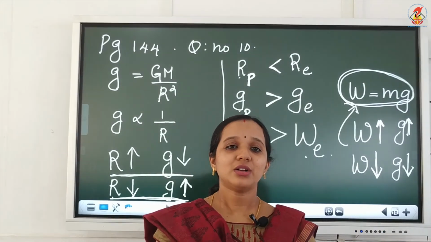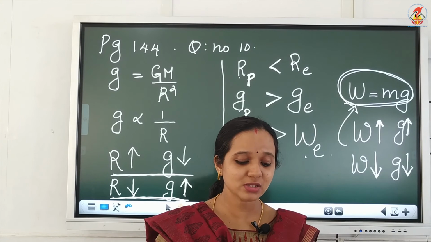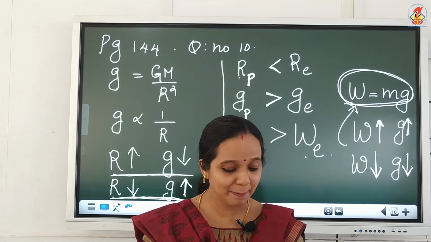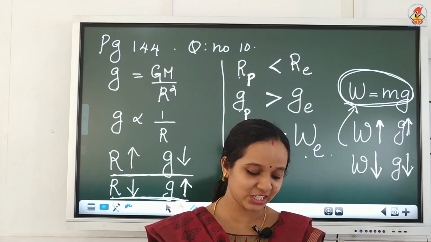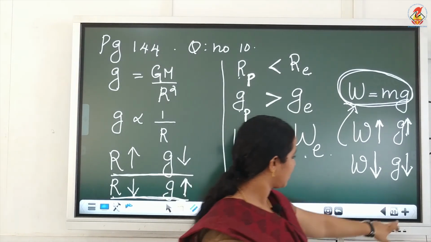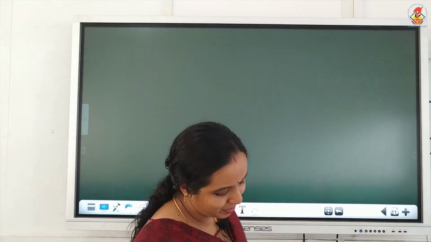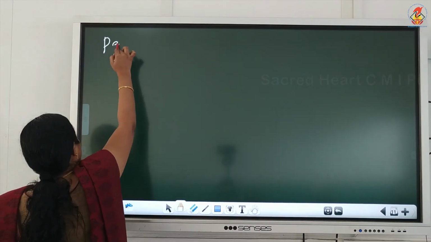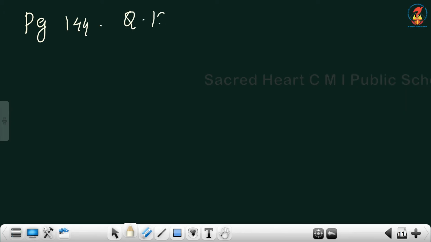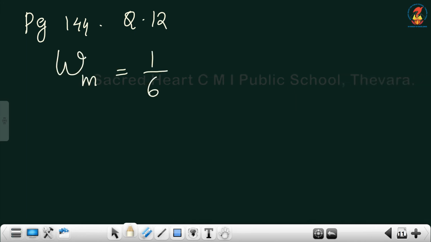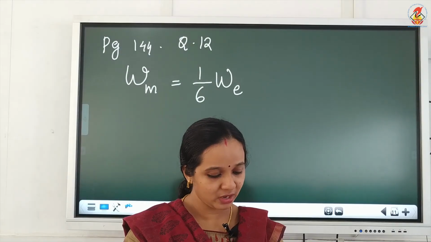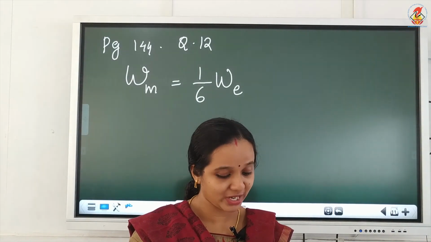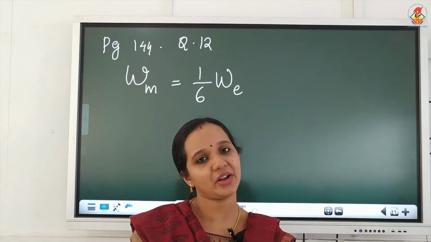Question number 12 of page number 144. The gravitational force on the surface of the moon is only 1/6 as strong as the gravitational force on earth. So, the gravitational force or weight on the moon is 1/6 times the weight of the object on earth. What is the weight in Newton of a 10 kilogram object on the moon and on earth?